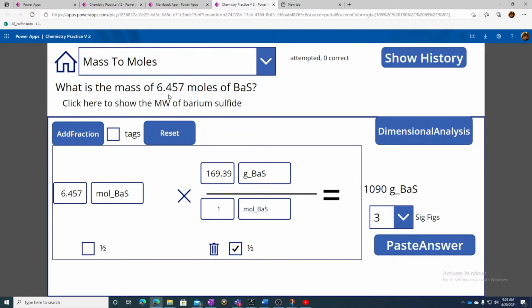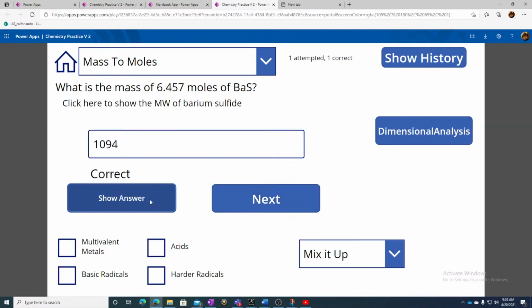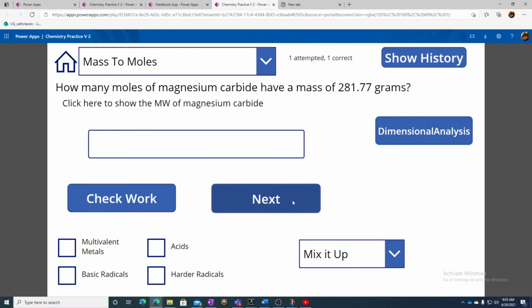And then we can look and we can see the question has 4 sig figs, 1, 2, 3, 4. So I want my answer to have 4 sig figs, and it will work it out for you. And we can paste that answer in and check it. And there we go. And then we can go to the next question.